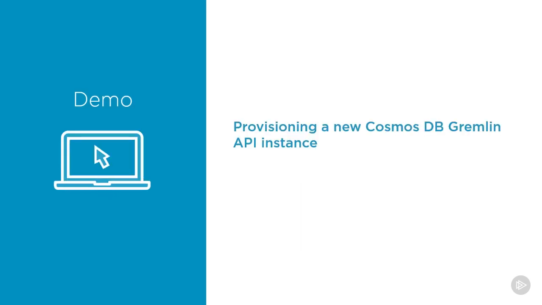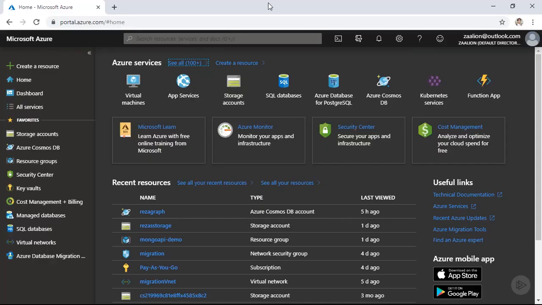In this demo, we are going to provision a new Cosmos DB Gremlin API instance. After that, I'm going to use a small .NET Core console application to create a graph in this empty database. Okay, first let's go ahead and provision an Azure Cosmos DB Gremlin API.